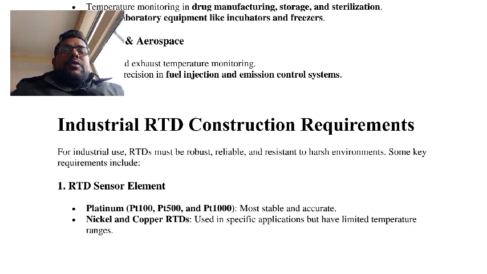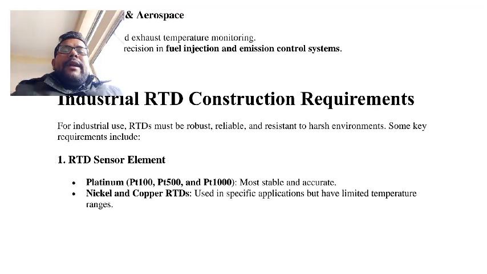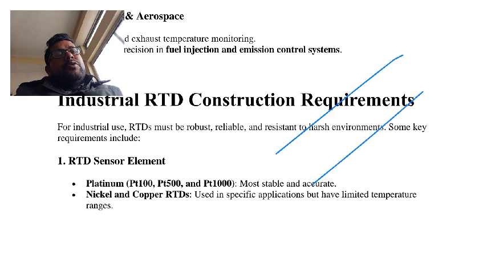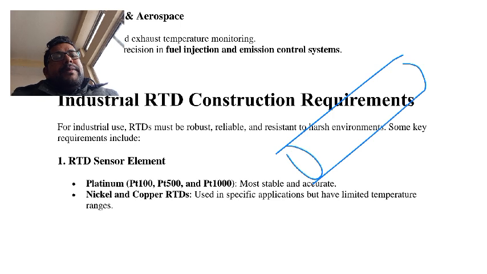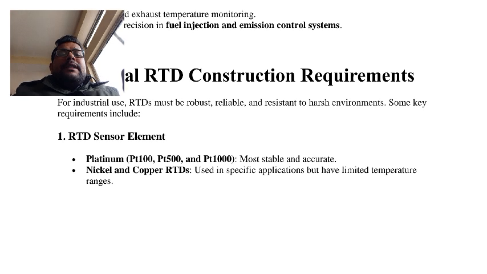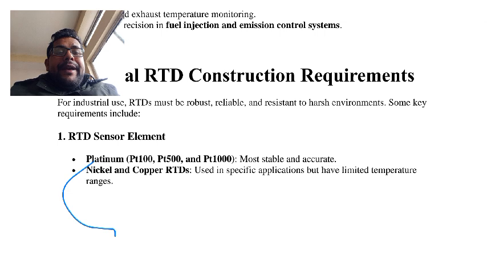For industrial use, the RTD must be robust, reliable, and resistant to harsh environments. First, for making an RTD, what things are required? Suppose this is the RTD. First we need the primary thing, the sensing element, which can sense the temperature, and according to the sensed temperature it changes its resistance. So which element can be used for sensing? First, PT100. The PT100 element can be used.